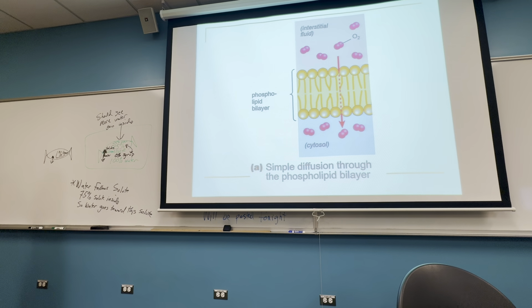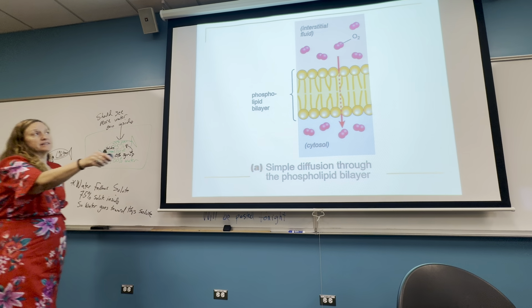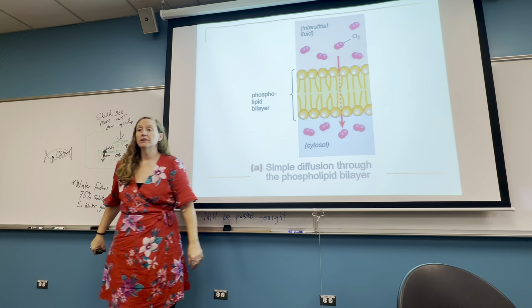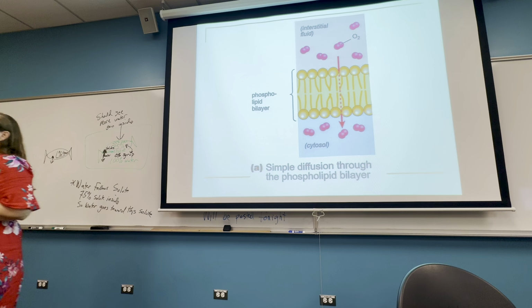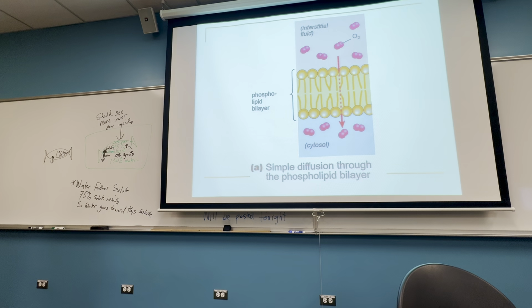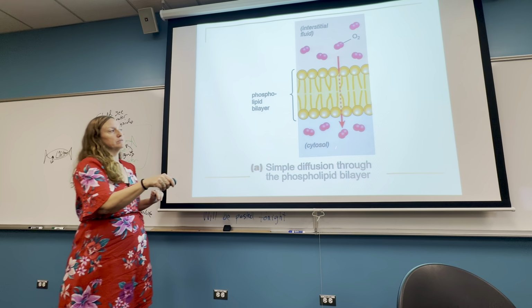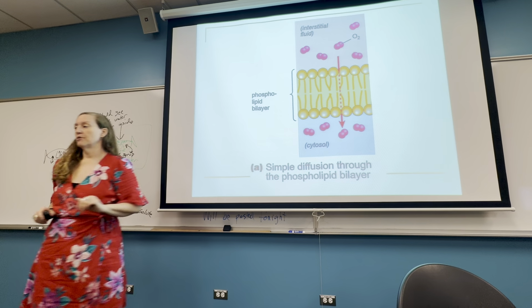Okay, so here you can see oxygen. And again, this little red thing could be oxygen. It could be hydrogen ion. It could be carbon dioxide, water, or something that can dissolve, maybe in a lipid, right through. So it just moves through, slips right between those phospholipids.